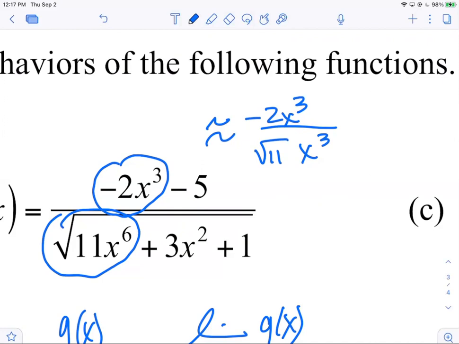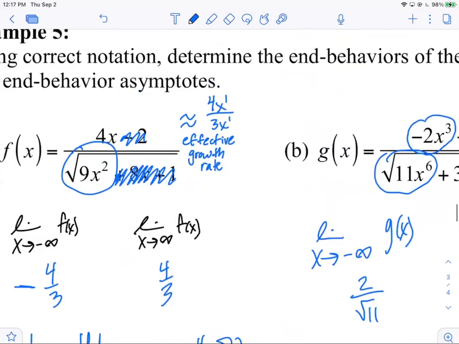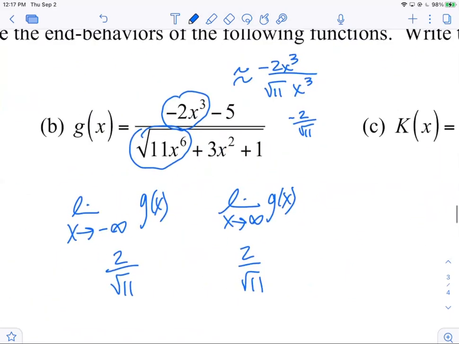So off to the side, now I can analyze the effective growth rate, and they're growing effectively at the same rate. And when that happens, the end behavior always is the quotient of the leading coefficients. Now, because there's a radical, if you notice the denominator for huge values of x, it's always going to be positive. So the fact that you get a negative here does not mean that both of these are going to be negative. Just like the fact that you got a positive over here doesn't mean both of those were positive. The magnitude is what's important.